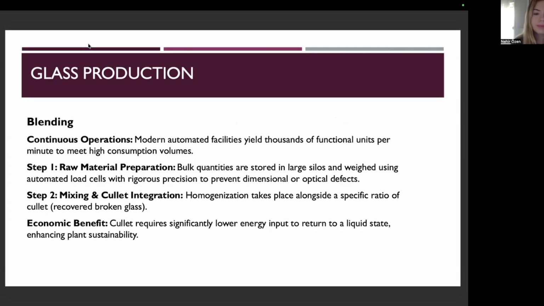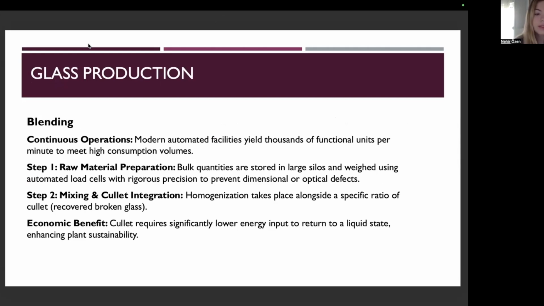Glass production begins with blending in a continuous operation, where an automated facility yields thousands of units per minute. Step 1 is raw material preparation. Bulk quantities are weighed using automatic load cells and rigorous precision to prevent dimensional and optical defects.